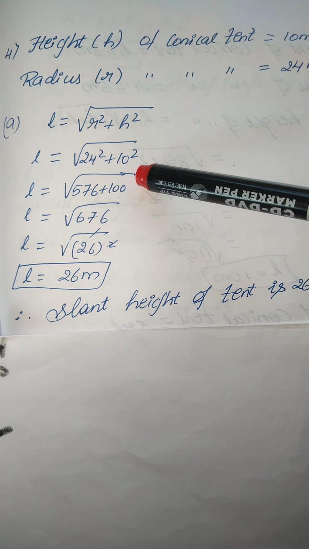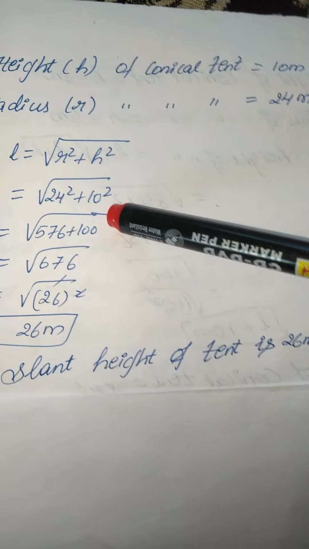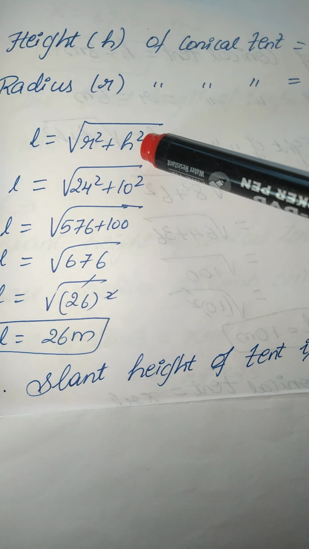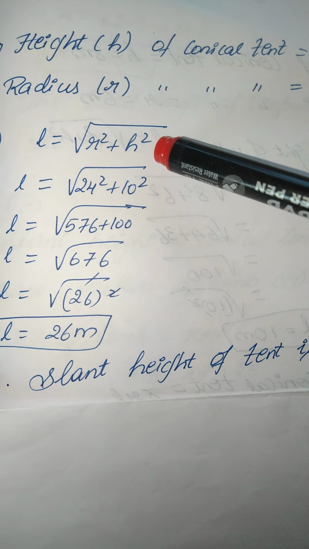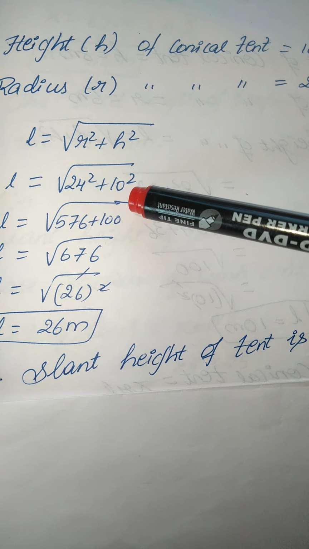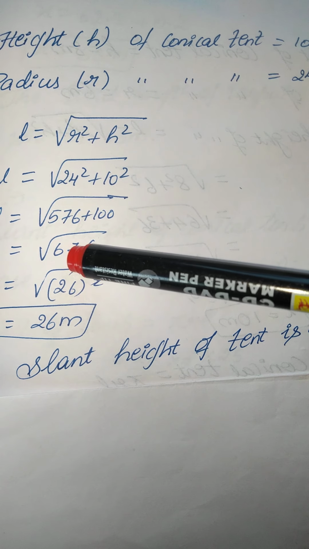L is equal to square root of r square plus h square. On substituting r as 24, many children won't square, but the formula is only r square plus h square. Henceforth you have to square 24 and also 10. Then finally you have to add them.